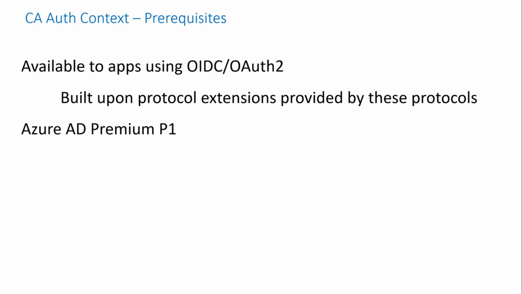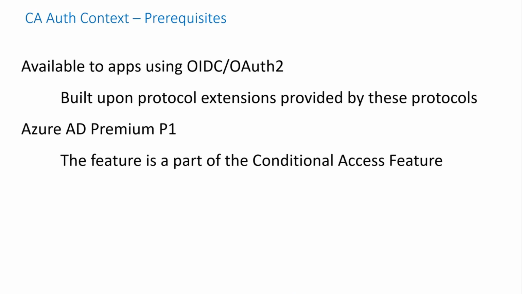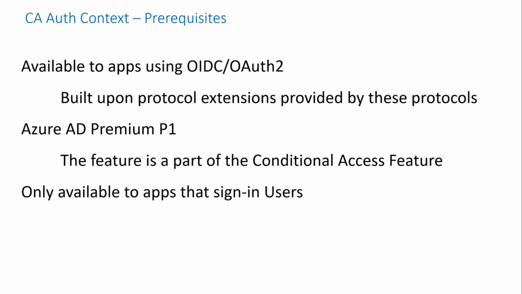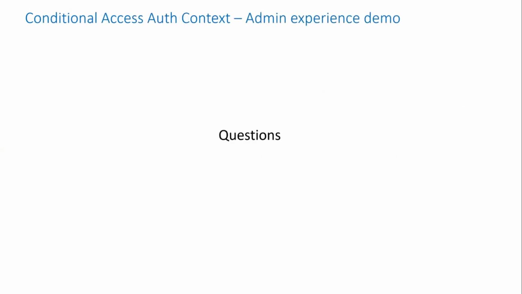You also need Azure Active Directory Premium P1, which is mostly because you need to have this particular SKU if you want to access conditional access. And I'm just adding this obvious part: it's only available to applications that sign in users. There are applications like services and daemons, and they have very limited use in conditional access policies, and this does not work for them.